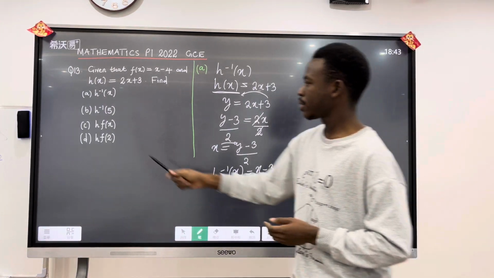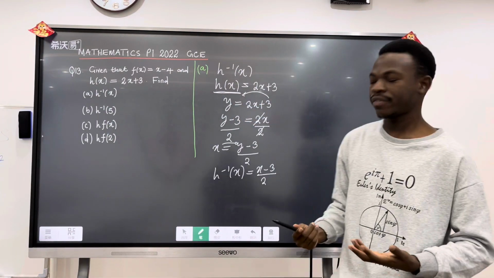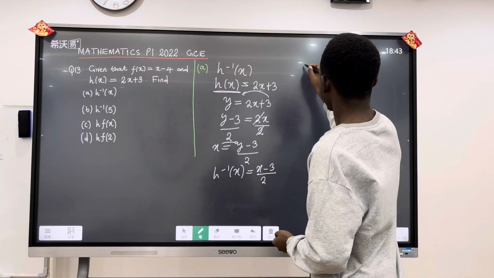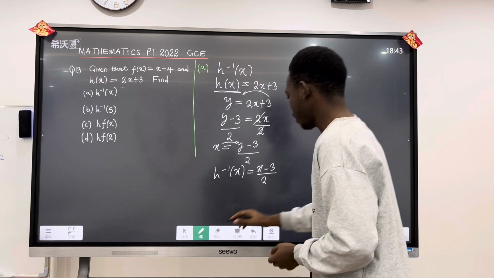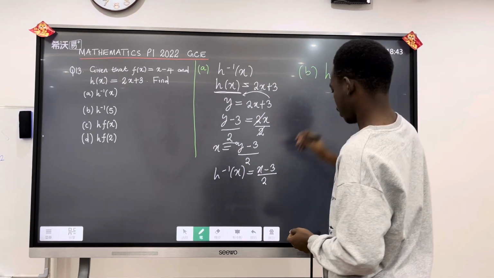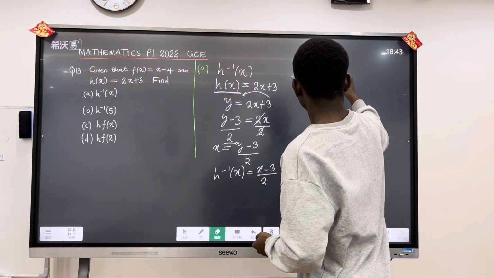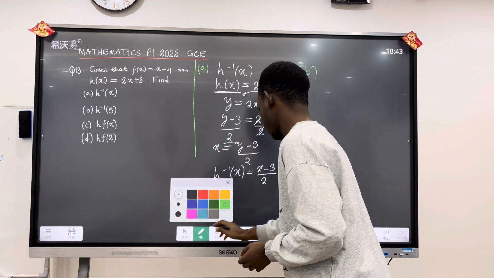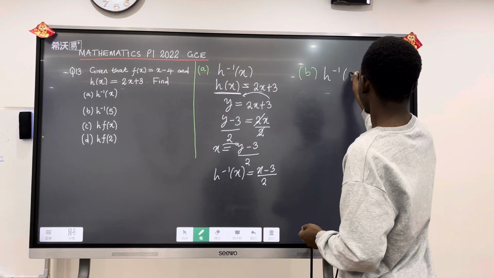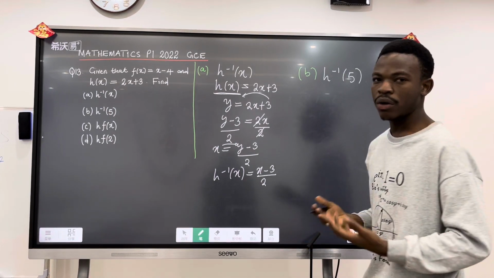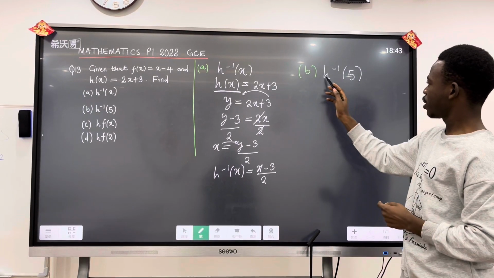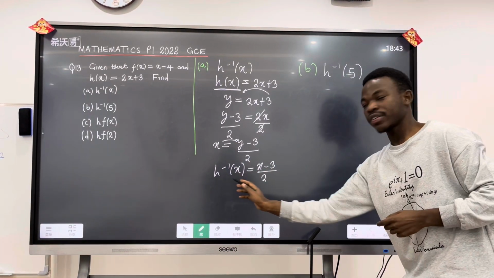Part B says h inverse of 5. So we now want to look at part B. So h inverse of 5. How do we find h inverse of 5? See the relationship between h inverse of 5 and h inverse of x.